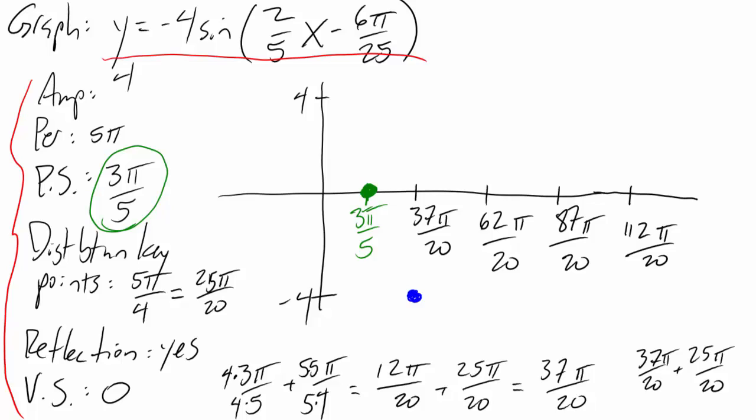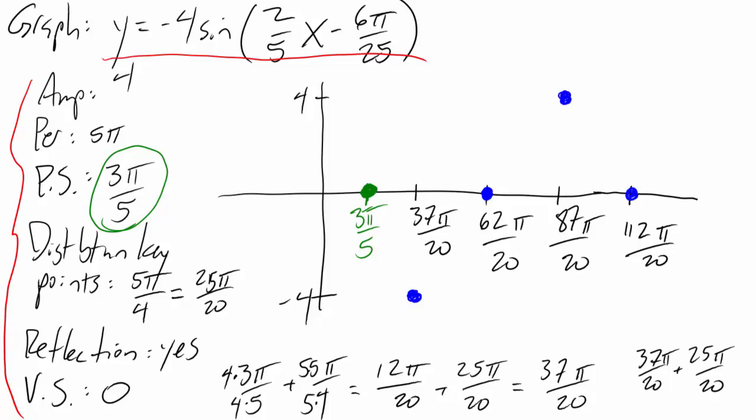Then we're going to head back up to 0 for our x value at 62 pi over 20. Then at 87 pi over 20, we're all the way up at the max value here at +4. And then for the 112 pi over 20, we come back down to 0.